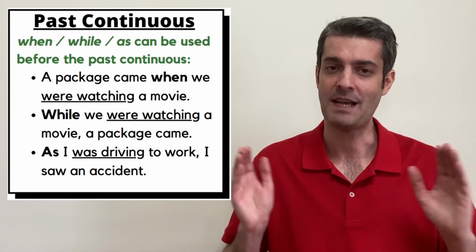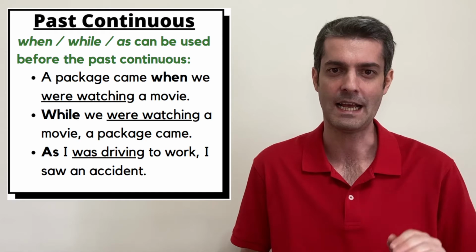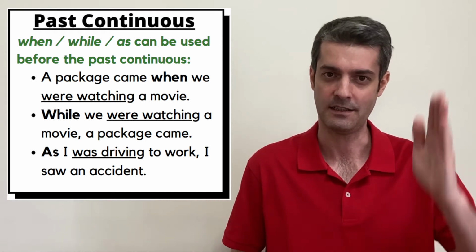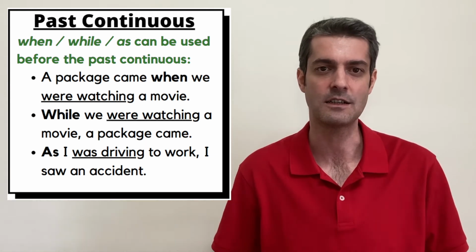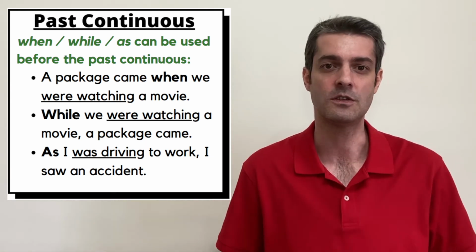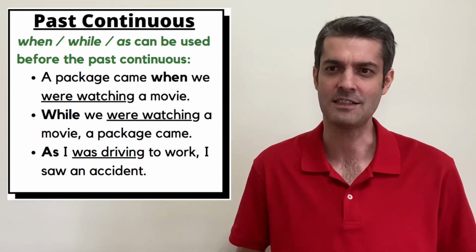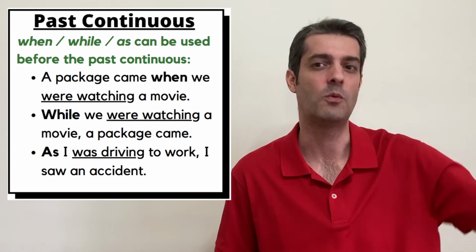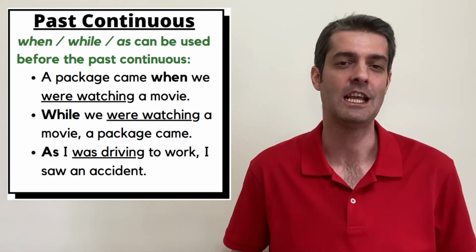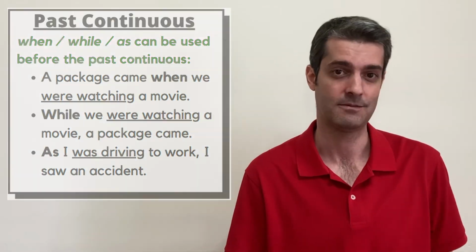If we have a past continuous clause, we can use when, while, or as, and the same rules apply. If they come at the beginning of the sentence, we have a comma before the second clause. If they're between the two clauses, we don't need a comma. Three examples are, a package came when we were watching a movie. While we were watching a movie, a package came. As I was driving to work, I saw an accident.